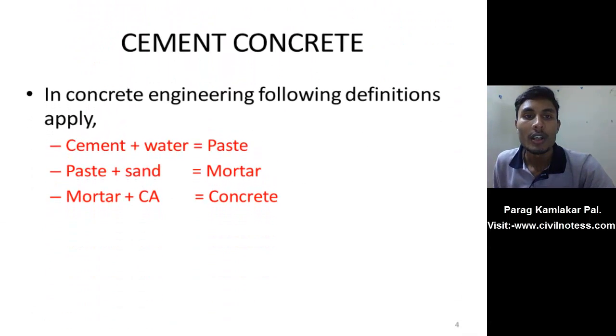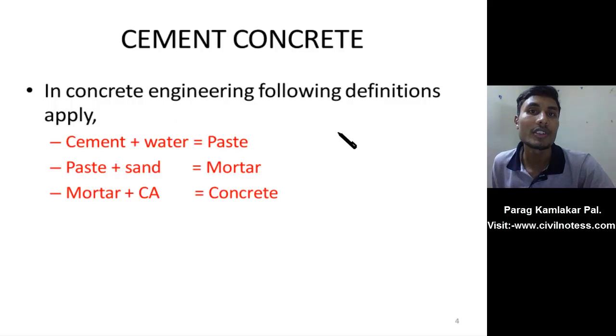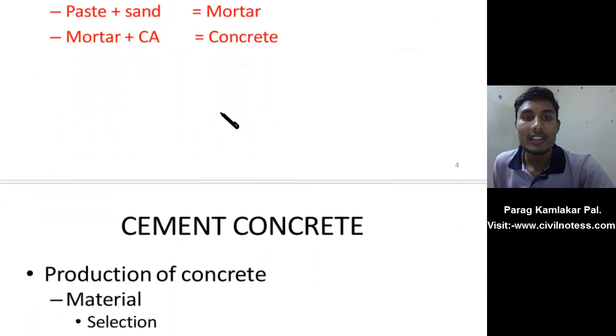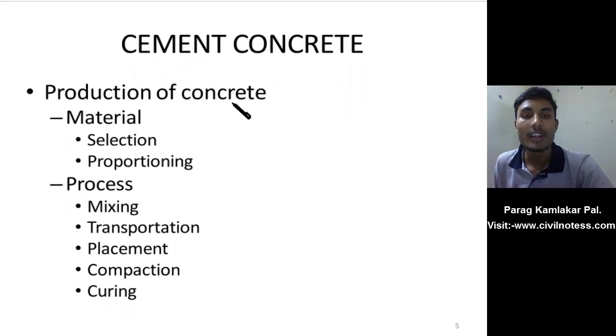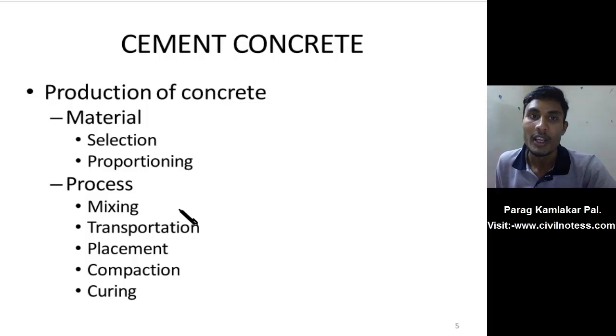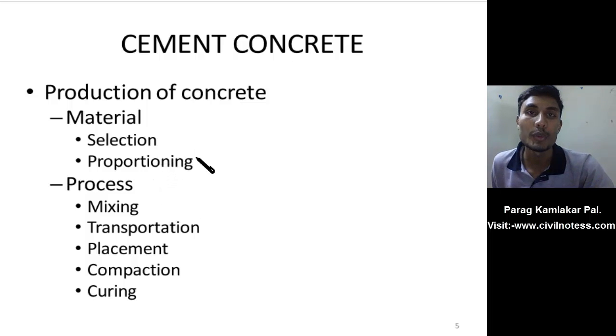Next, we go for the engineering definitions we apply for concrete. Cement plus water forms the paste, plus sand forms the mortar, and the mortar plus coarse aggregate forms the concrete. This is the procedure by which concrete can be produced, like a material and the process. Material means selection and proportion. As we know, the process of batching comes under this selection and proportioning of the material.